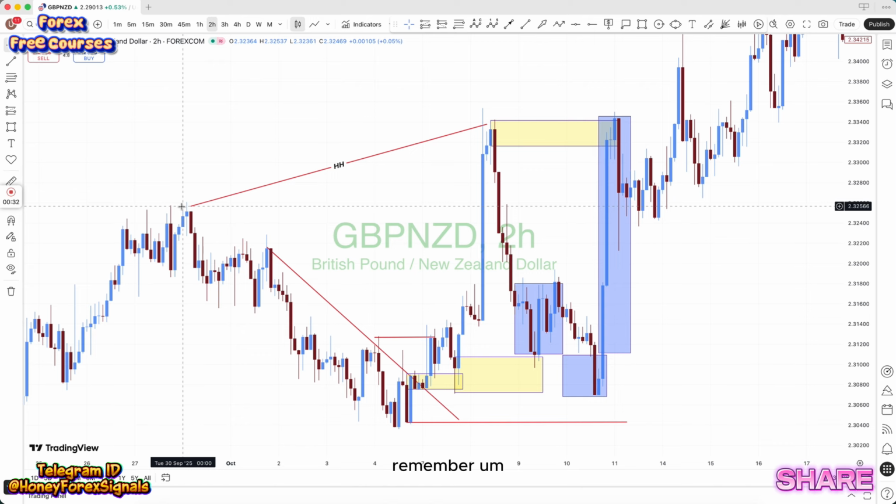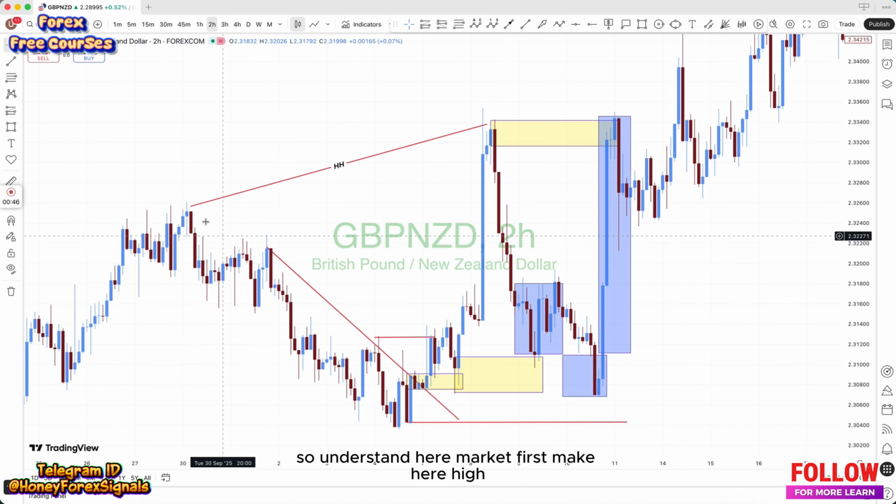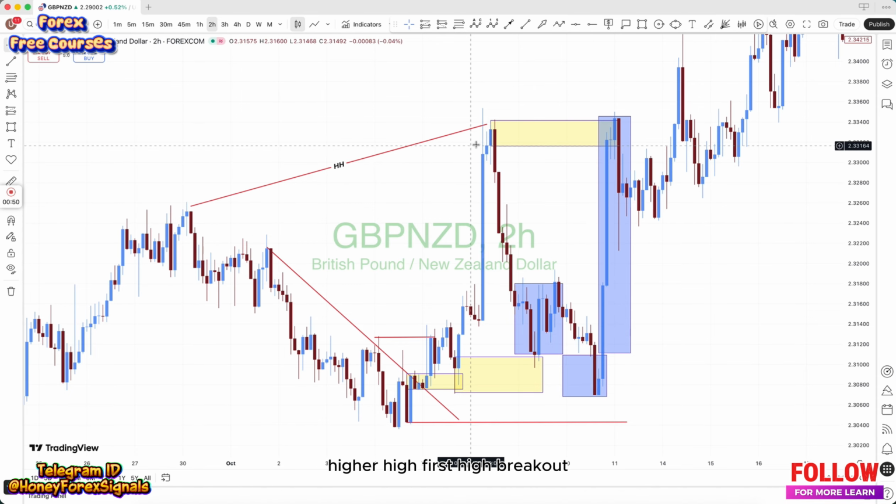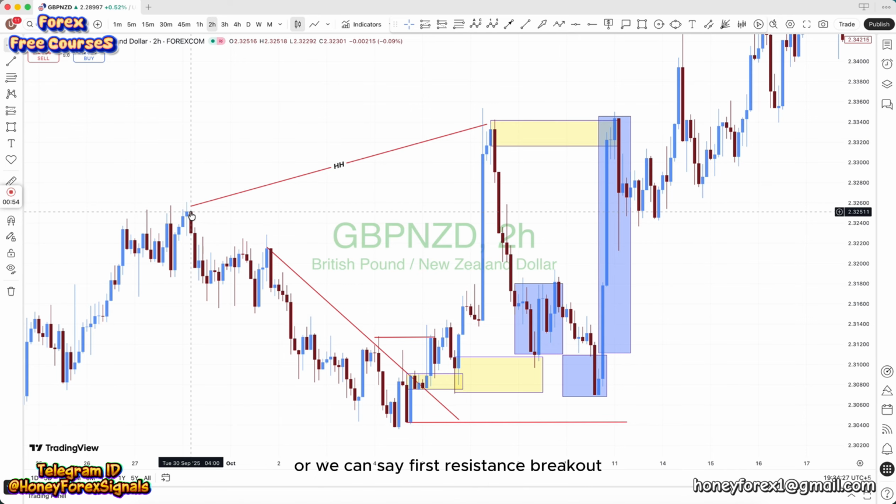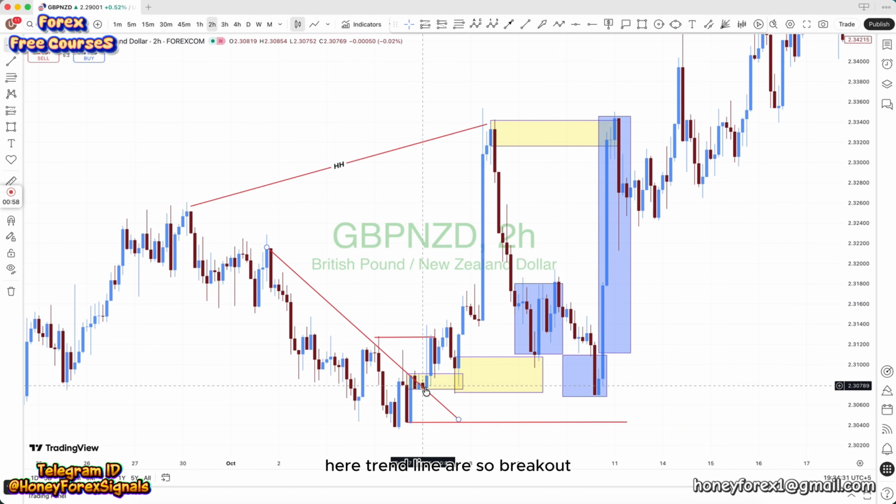Remember, first is understanding, and then some tips. Understand the structure. So understand here, the market first makes a high, a higher high, a first high breakout, or we can say a first resistance breakout. Here the trend line is also broken.